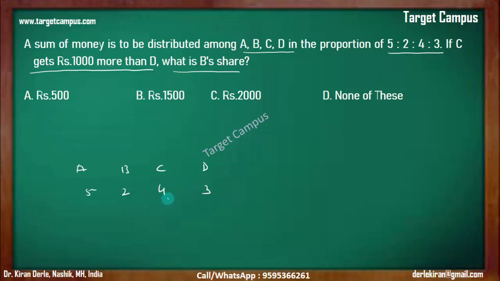Okay, so C is more than D by how many parts? One part, right? And this one part is equivalent to 1000. What is asked? B's share. That is two parts asked. So these two parts will be 2000. No need to calculate anything, right? So this difference is 1, and that is equal to 1000 as per the question. So one part is equal to 1000. Two parts are equal to 2000.